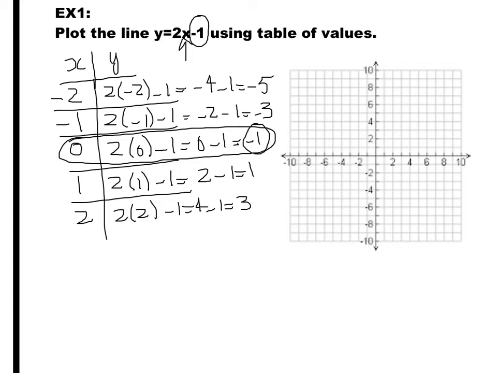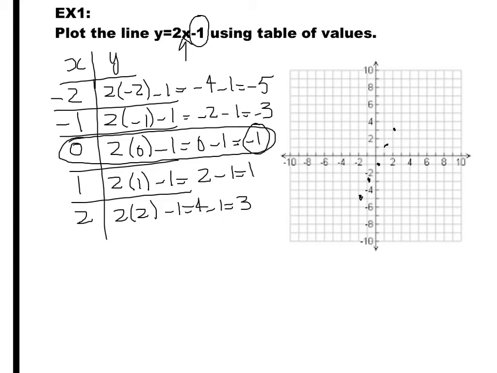When x is -2, y is -5. So it's going to be a point right here. When x is -1, y is -3. It's going to be a point here. When x is 0, y is -1, which is here. When x is 1, y is 1. It's going to be a point which is about here. And when x is 2, y is 3, which is going to be a point about here.